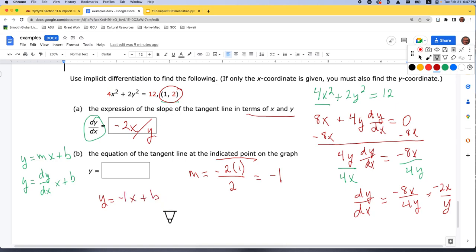How do we find b? The way I like to do it is I just take the point that I've got, plug the x in for x and the y in for y, and then solve for b. So y is 2, right? Point 1, 2. Negative 1, x is 1. So 2 equals negative 1 plus b, so add 1 to both sides. 2 plus 1 is 3, b equals 3. So what's our equation? y equals minus x. That's how we can write negative 1 plus 3.